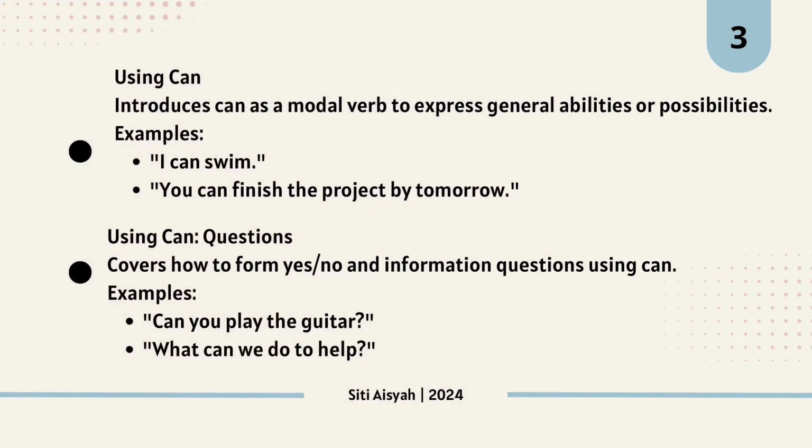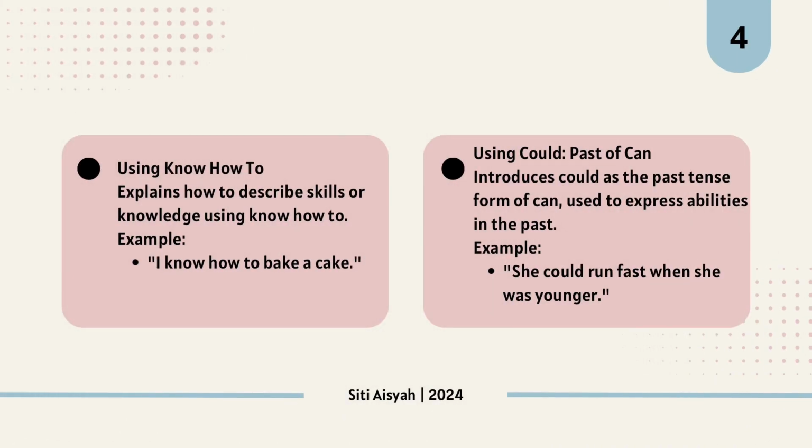First one, using can. Examples, I can swim. You can finish the project by tomorrow. Using can in questions, for example, can you play the guitar? Or what can we do to help? Okay, next, using know how to. For example, I know how to bake a cake. Next, using could, past of can. For example, she could run fast when she was younger.